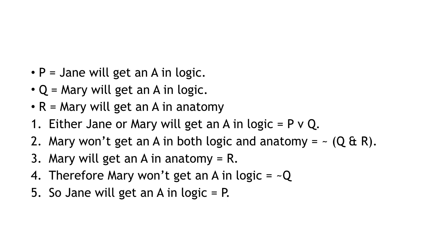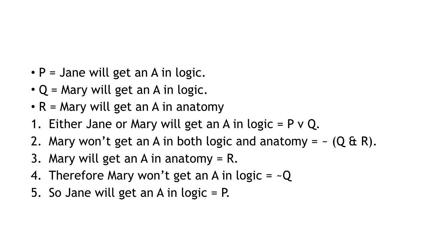Mary will get an A in anatomy, well, that's R. Therefore, Mary won't get an A in logic. Q is Mary will get an A in logic, so we get not Q here. Our conclusion, so Jane will get an A in logic equals P, right? So hopefully you guys understand each step here, how this is going so far, right?